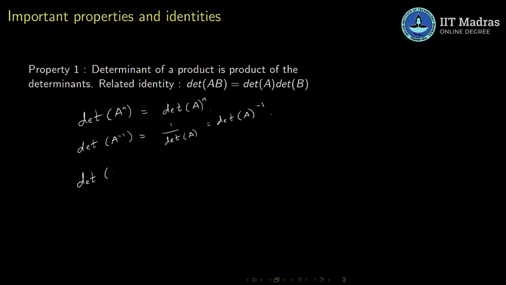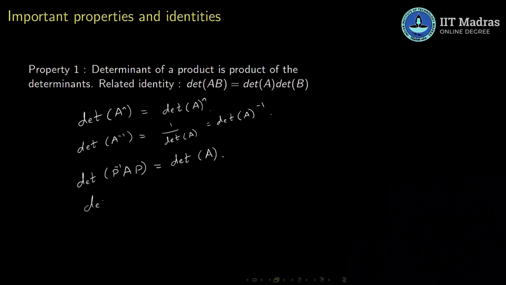Another very useful formula is when you take determinant of P inverse AP. So you have a matrix P, you take its inverse, so A and P are both square matrices of size n by n, and P has an inverse. Then you can use this formula and what we derived just above to get that the determinant is the same as the determinant of A.